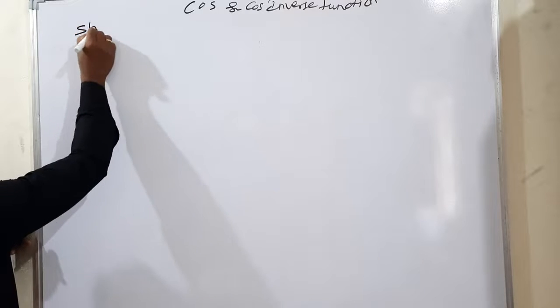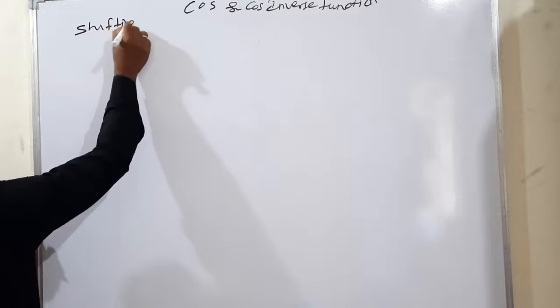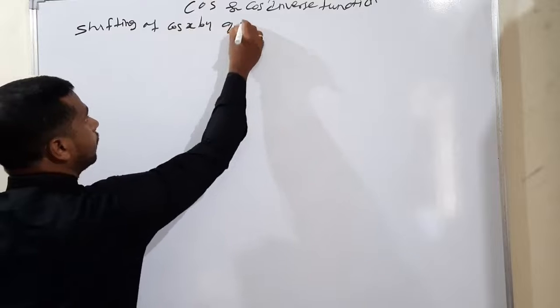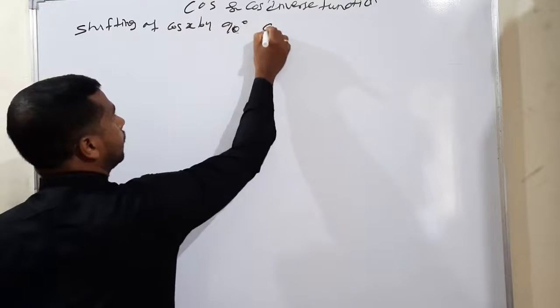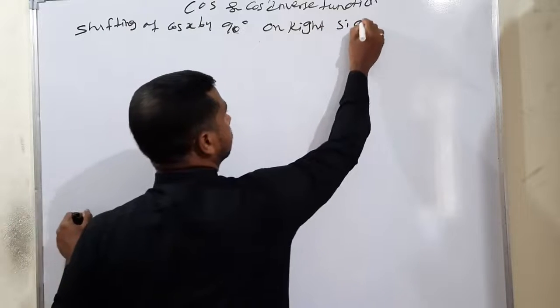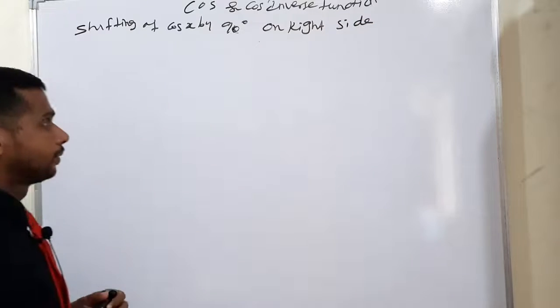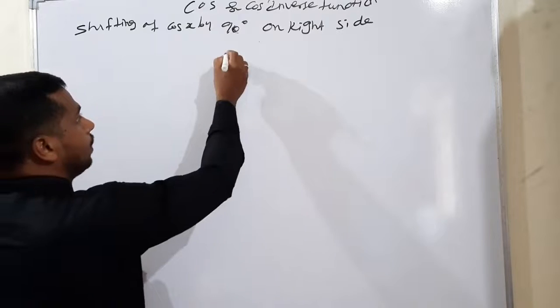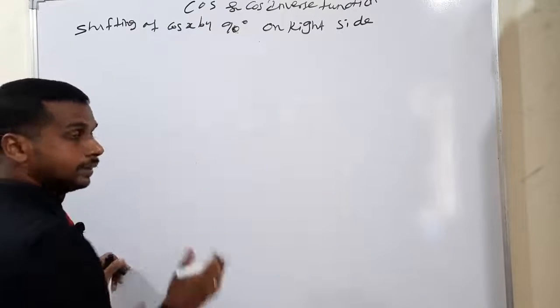What is the name? Shifting of cos x by 90 degrees on the right side. So what is the graph? That is the cos x graph. Actually cos 0 means starting with 1, isn't it? So I would like to recall the cos graph.